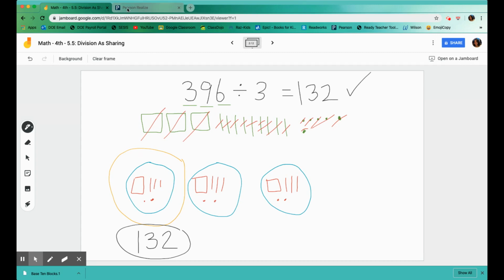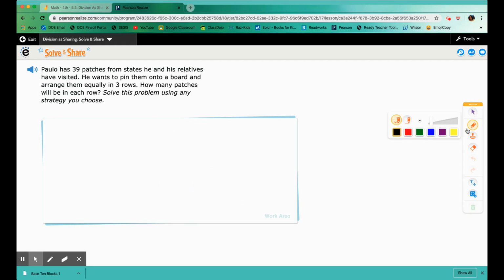Let's try another problem. Paolo has 39 patches from states he and his relatives have visited. He wants to pin them onto a board and arrange them equally in three rows. How many patches will be in each row? So Paolo has 39 patches and he wants to arrange them equally in three rows. So he wants to somehow share them amongst the three rows. So the equation is 39 divided by 3.